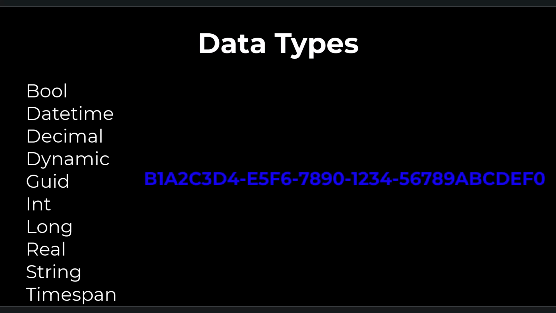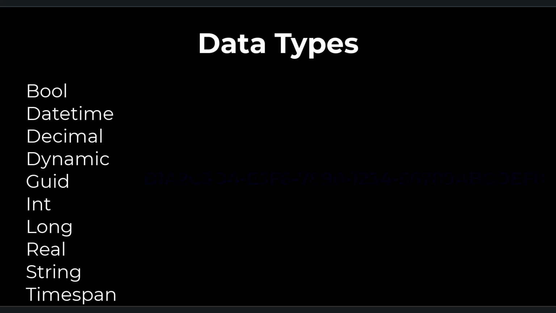Oftentimes you'll see GUIDs simply represented as string data types. When we think of numbers, they can come in many forms. We already talked about the decimal data type. Another data type for whole numbers is an int, which is short for integer. The int type is 32 bits in size and represents whole numbers without decimals.